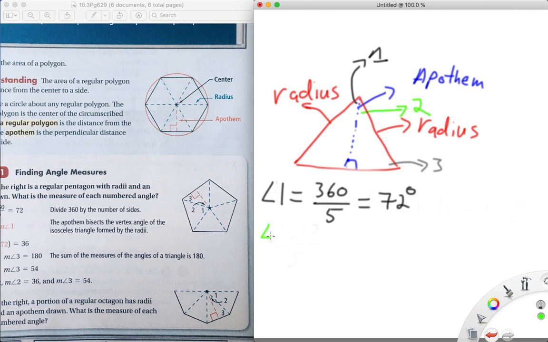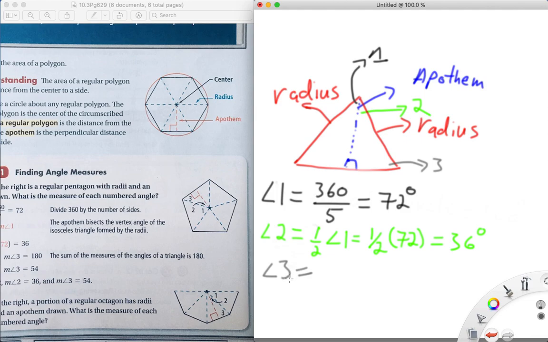To find angle 2, remember the apothem cuts the central angle in half. So the central angle, which is angle 1, is being cut in half. So since the apothem cuts the central angle in half, we can say that angle 2 is going to be half of angle 1. So in this case, it's going to be half of 72 degrees, which means that angle 2 is 36 degrees. Then we have angle 3.